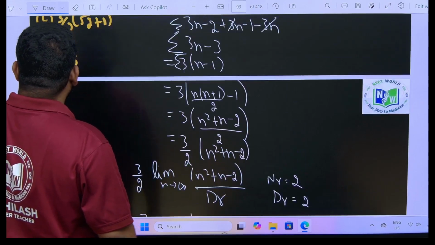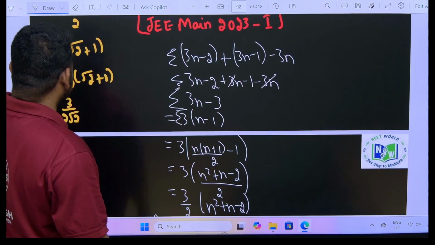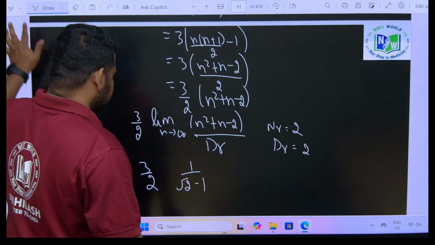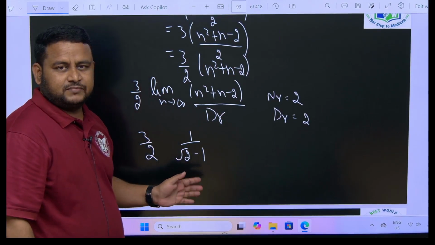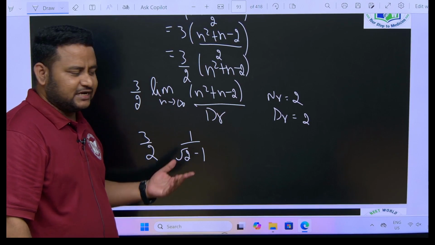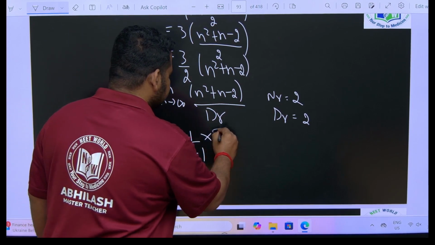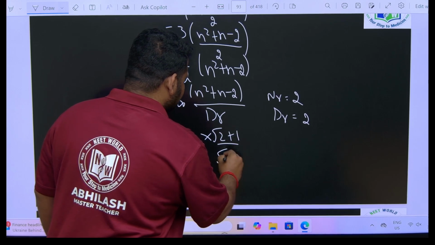Now what is the answer? 3 by 2 is given, but what should we do? Looking at this, you need not worry, we got a different answer. What we can do is rationalize this. If you rationalize this, you will get root 2 plus 1 divided by root 2 plus 1.